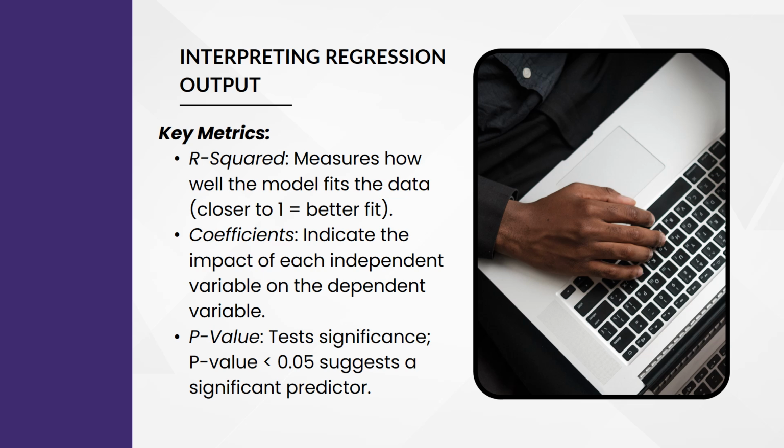Interpreting the regression output: the key metric R squared measures how well the model fits the data, and the closer to 1, the better the fit. The coefficients indicate the impact of each independent variable on the dependent variable, which I'm going to show you in a few seconds.